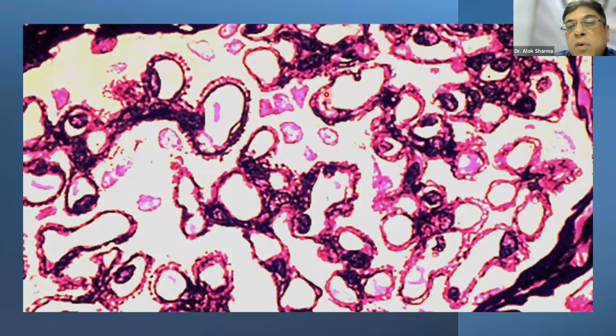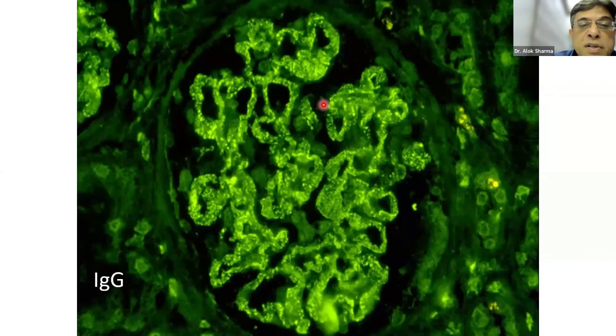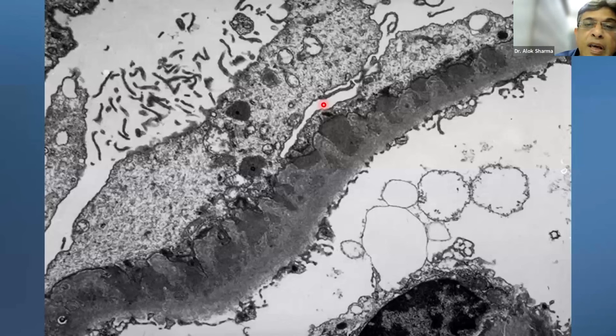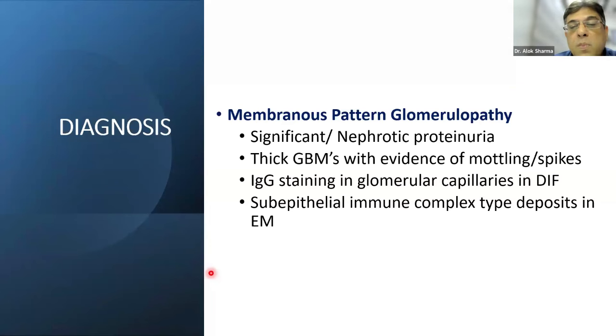When we did an IF on this case, this revealed glomerular capillary wall staining for IgG. And when we did the EM, you could see these nice subepithelial electron dense deposits, right? So this was a case of a membranous pattern glomerulopathy. Why did we call it membranous? Because GBMs were thick. First of all, the patient had nephrotic proteinuria. He had thick GBMs with evidence of mottling and spikes. You can go back and see the slides again. You will see nice spikes and mottling there. We had IgG staining. And then when we did the EM, the subepithelial immune complex deposit was seen.